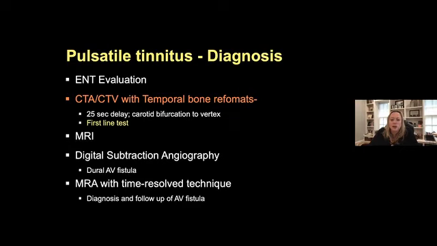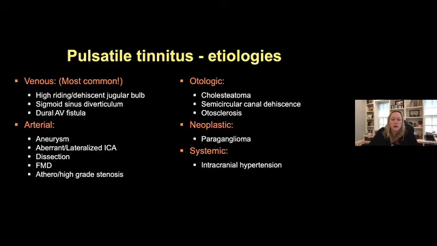The best initial study for diagnosis, in my opinion, is a hybrid CTA-CTV of the head and neck with temporal bone reformats. We do a hybrid timing of a 25 to 35 second delay, extending from the carotid bifurcation through the vertex. And this is going to see pretty much the majority of the pathology that we mentioned on the prior slide, with the exception of maybe a dural AV fistula.